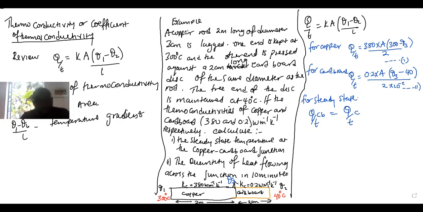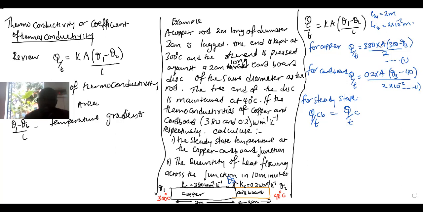If I want to ask, yes, please. How do you know it's divided by 2 times 10 to the power negative 2? Okay, I had identified them here. The length of copper was 2 meters. The length of the cardboard was 2 centimeters. So 2 times 10 power negative 2 meters.